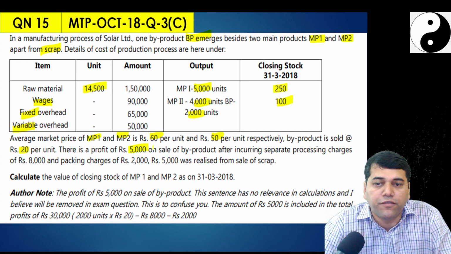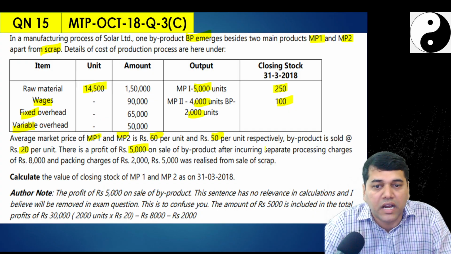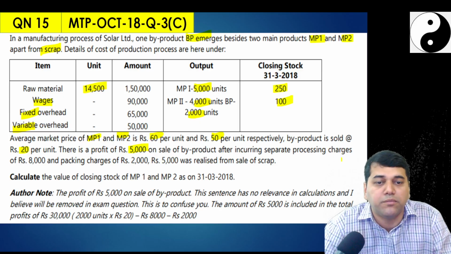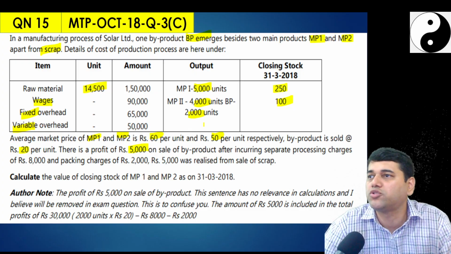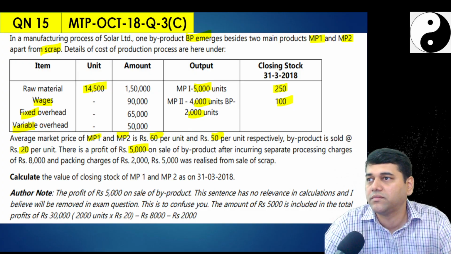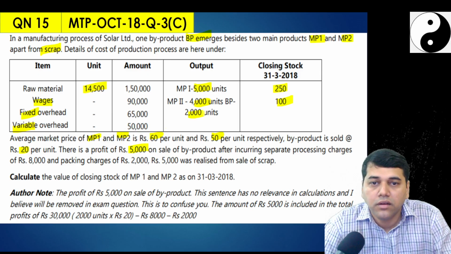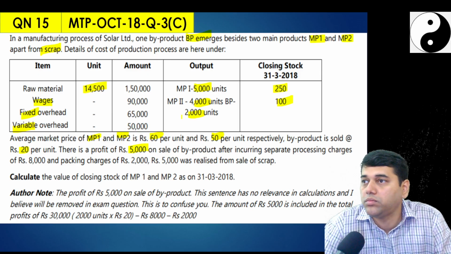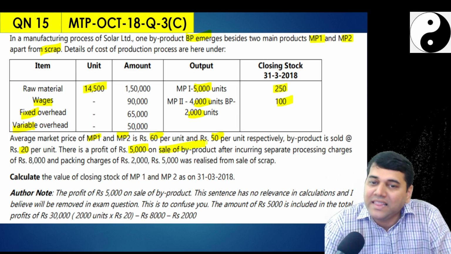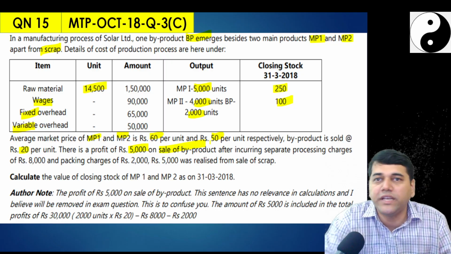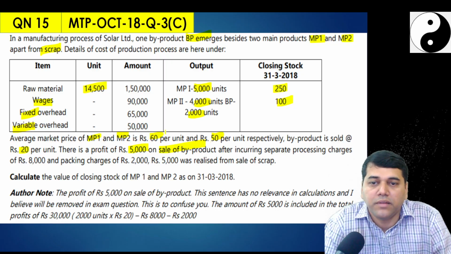There is a profit of 5,000 rupees on sale of byproduct after incurring separate processing charges, because it is immaterial. That's why they didn't want to show the cost of this. The byproduct they didn't show because they are telling it is immaterial. That's why they sell that byproduct. They don't want to retain it with them.